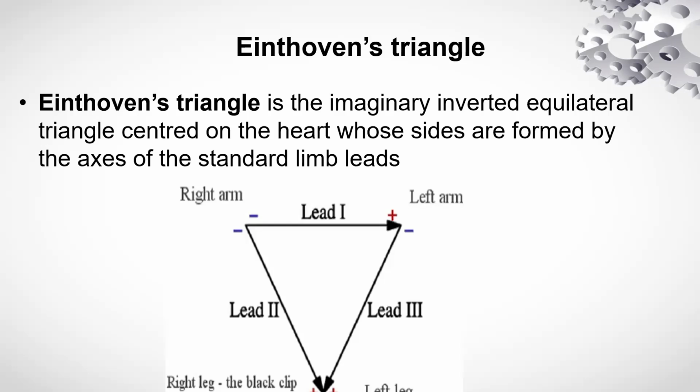Okay, the Einthoven triangle, like I mentioned before, is an imaginary inverted equilateral triangle centered on the heart, whose sides are formed by the axis of the standard limb leads. So this is lead 1, connected between the right arm and the left arm. Lead 2, from right arm to the left leg, while lead 3 is from left arm to the left leg.